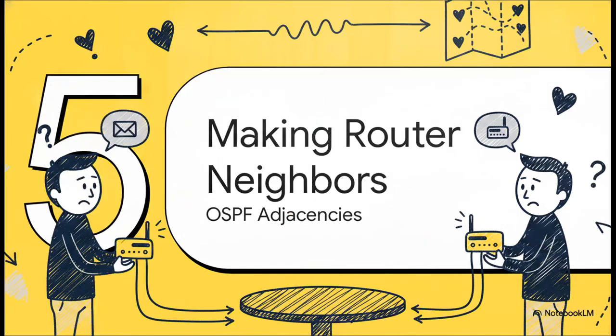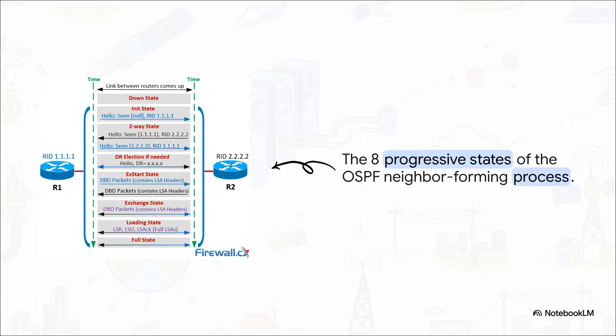All right, final section, part 5, making router neighbors. Because before OSPF can calculate all these costs, the routers first have to actually meet each other. And two routers connecting for the very first time don't just automatically trust each other with their private network maps. They have to go through this strict 8-step progression to form what is known as a full adjacency.